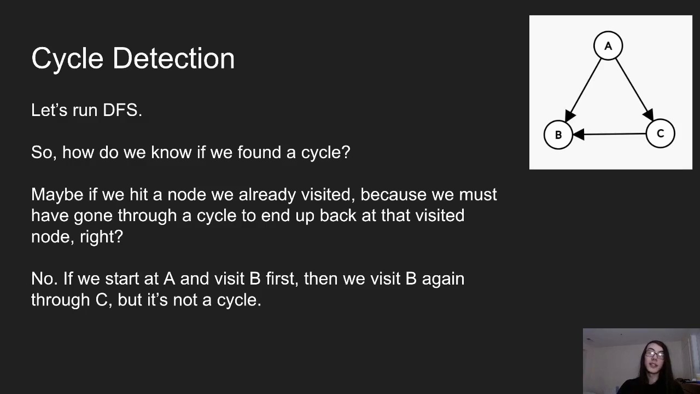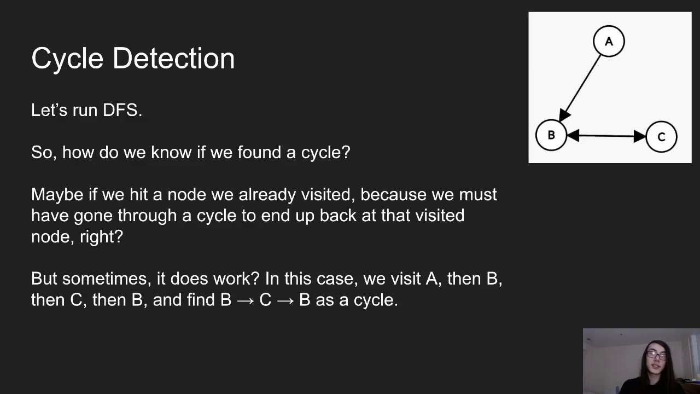We visit node B, then we finish with node B, go back up to node A in the DFS, and then visit C and encounter B again. We visited B before, and we encounter B again, but this is obviously not a cycle. But sometimes checking visited nodes does work, because consider this case. We visit A, then B, then C, then B again, and B, C, B is a cycle. It may look weird, but this is a valid cycle because it uses the edges and starts and ends at the same node.